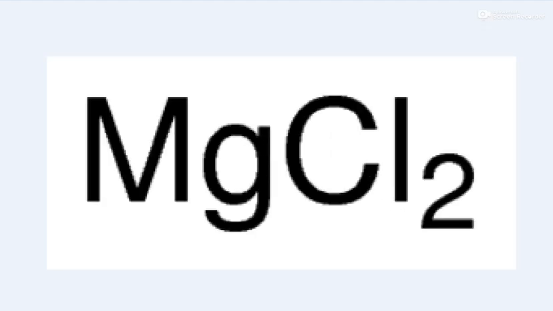So let's see another example, magnesium chloride. Here magnesium is the metallic element and chlorine is the non-metallic element. So first you write magnesium, that is the metallic element, and then chlorine, that is the non-metallic element. So the formula of magnesium chloride is MgCl2.